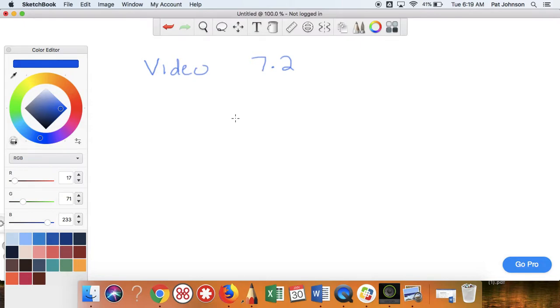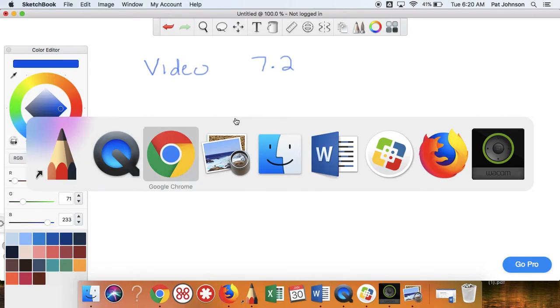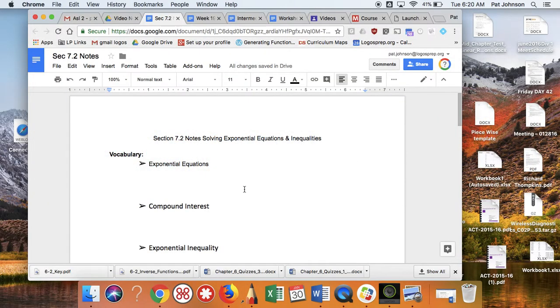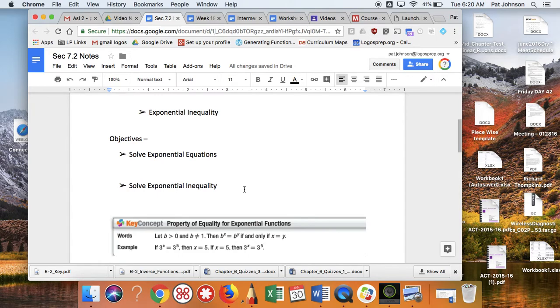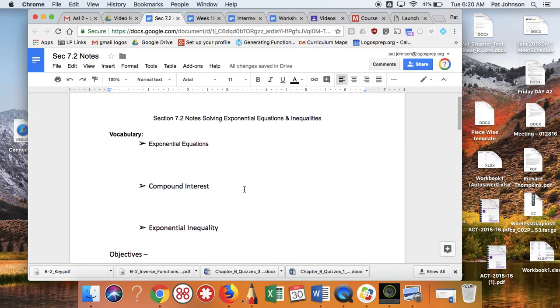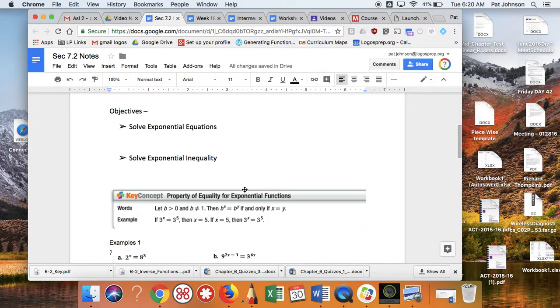In this video, we're going to be solving exponent equations and inequalities. Our objectives are to solve exponent equations and inequalities, exactly what the title says. And our vocabulary is going to be exponential equations, compound interest, and exponential inequalities. So let's dig right into it.